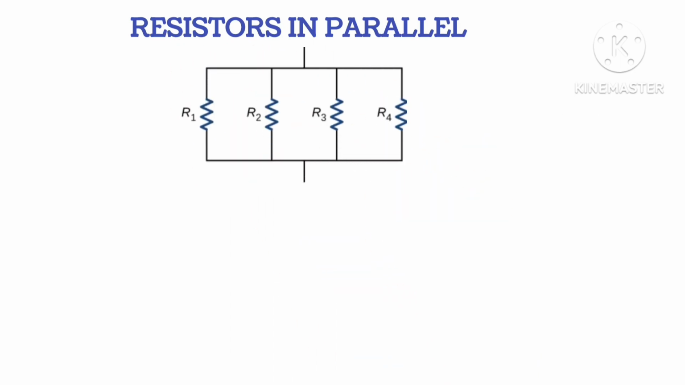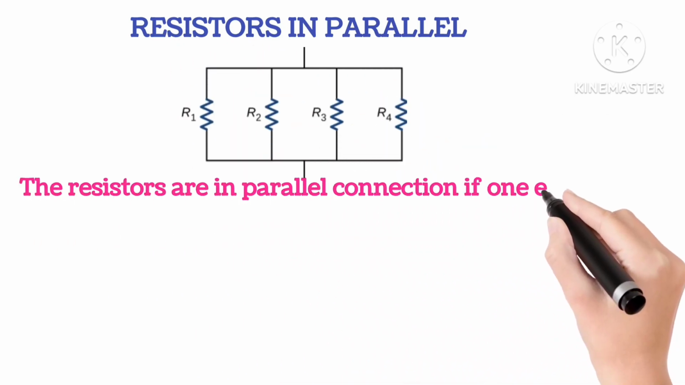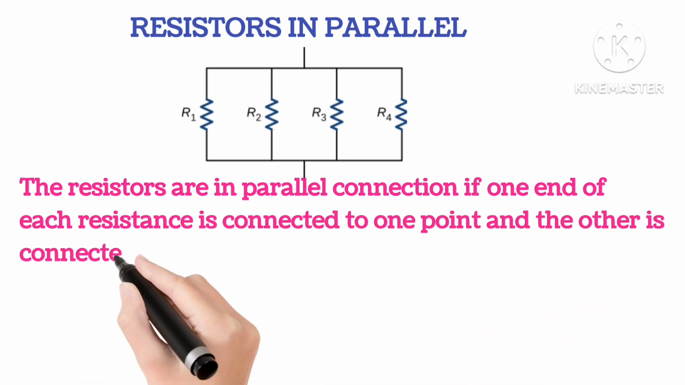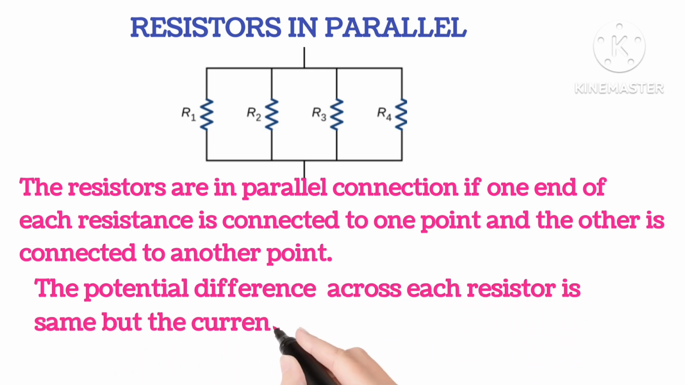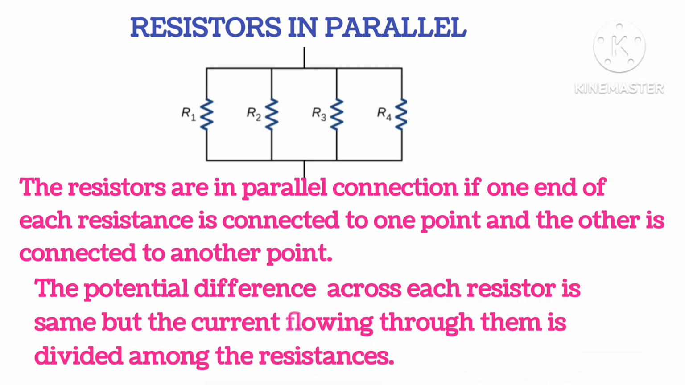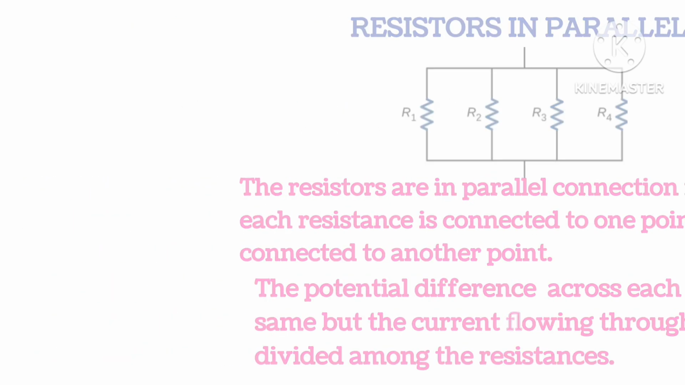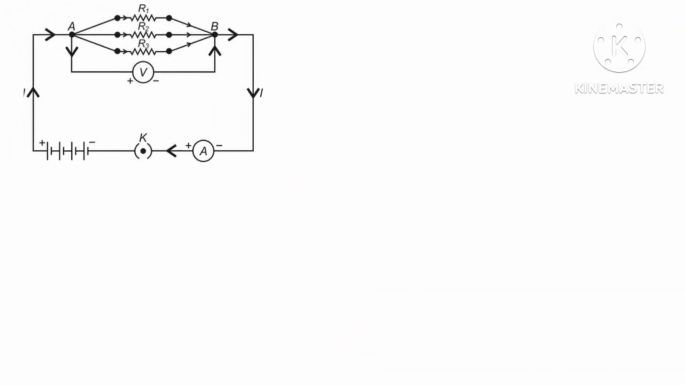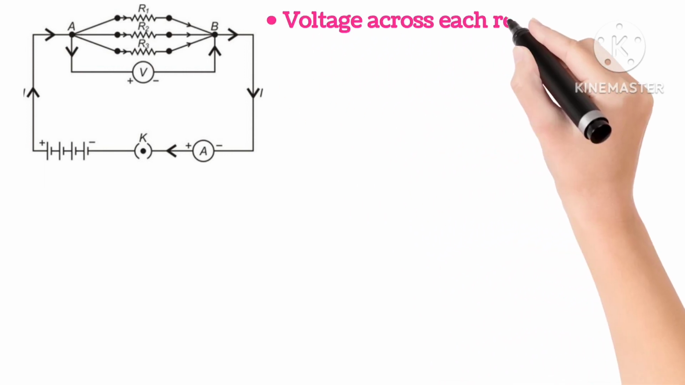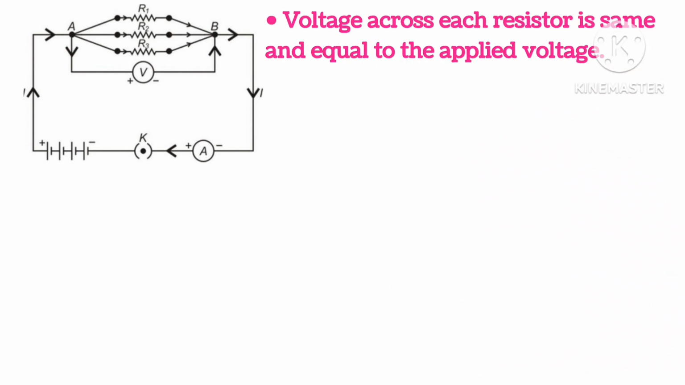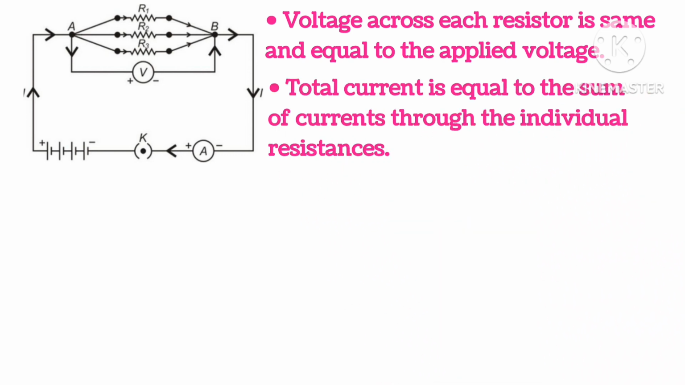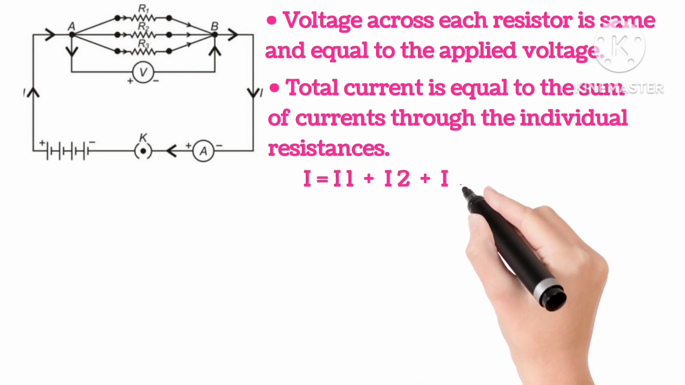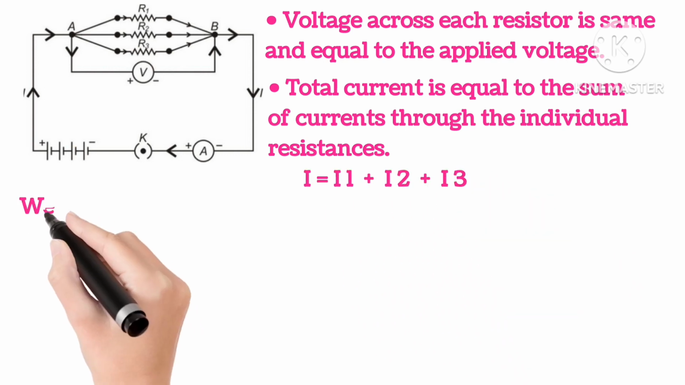Resistors in parallel. As shown in the figure, the resistors are in parallel combination if one end of each resistance is connected to one point and the other is connected to another point. Potential difference across each resistor is the same, but the current flowing through them is divided among the resistances. So as shown in the diagram, voltage across each resistance is the same and equal to the applied voltage. Total current is equal to the sum of the currents through the individual resistances. So I is equal to I1 plus I2 plus I3.